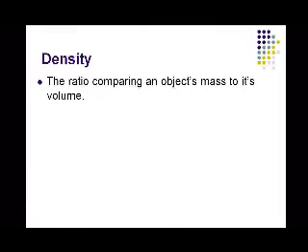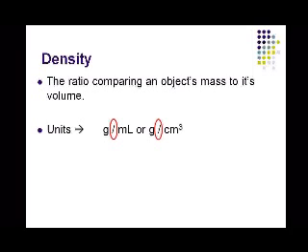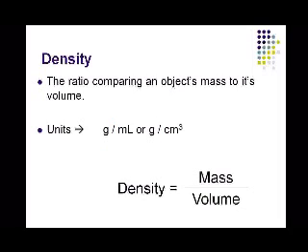Since density is a ratio comparing an object's mass to its volume, we need to be able to use and work with our ratios. Let's look first at the units for density. Okay? Pay attention to these. The units are grams per milliliter or grams per cubic centimeter. Remember that when we divide something on a calculator, we press the divide button. That looks like this. So in both of these, we have little division symbols. So this can help us figure out our equation. The equation for density is mass over volume.